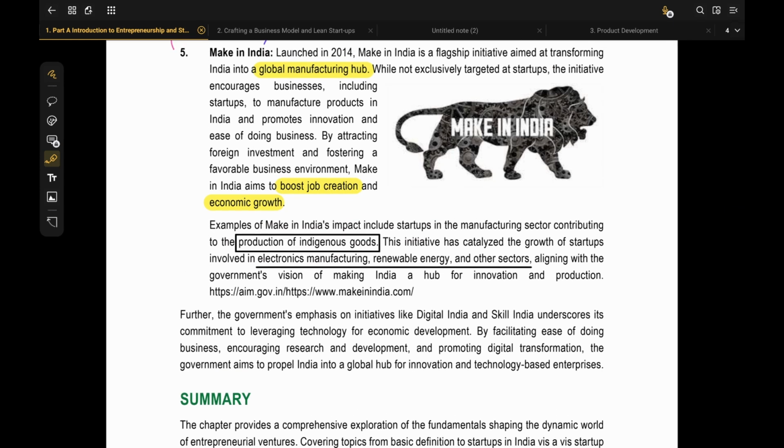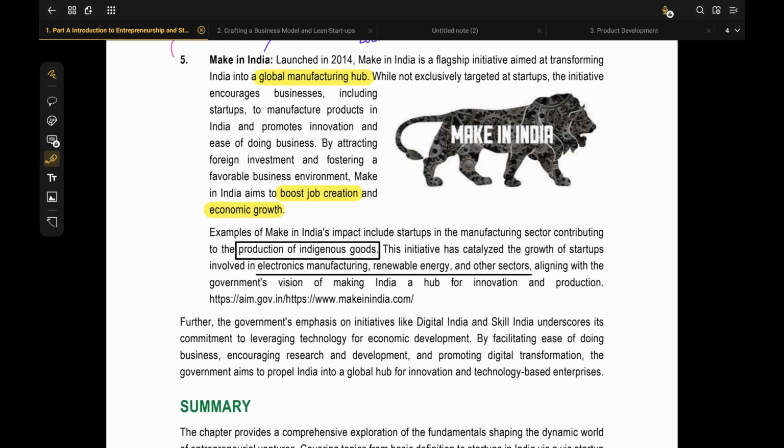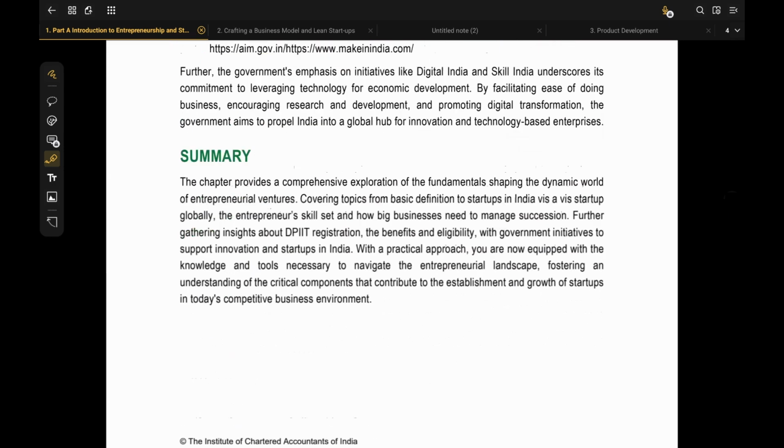They cannot import any parts and sell them in India. You have to manufacture it in India. That is the main idea of this scheme. This will promote the production of indigenous goods which are fully prepared in India itself. This is for promoting India's share in electronics manufacturing, renewable energy, and other sectors. India is a little bit low now. For increasing that only, Make in India and all were launched.